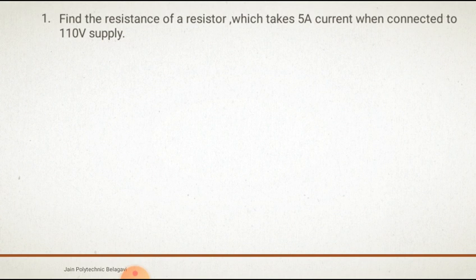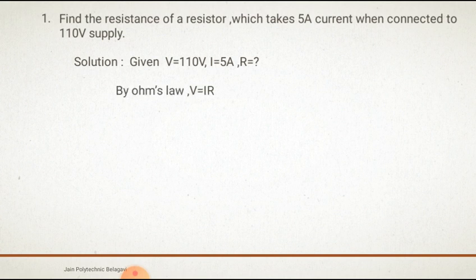First problem: find the resistance of a resistor which takes 5 ampere current when connected to a 110 volt supply. Solution: given V is equal to 110 volt, I is equal to 5 ampere, R is equal to question mark. By Ohm's law, V is equal to IR. We need to find R, that is R is equal to V by I. R is equal to 110 by 5. If we solve this, we will get R is equal to 22 ohm.